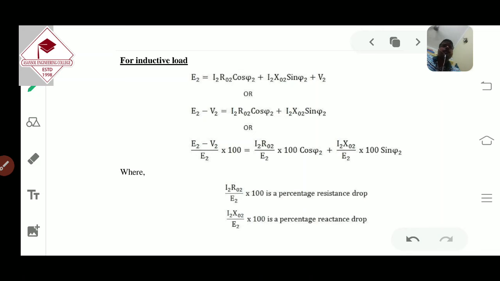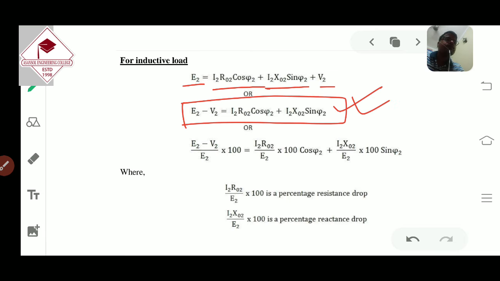Let us see that for inductive load, from that equation we can write that E2 is equal to I2 R02 cos phi plus I2 X02 sin phi plus V2. From here we can see that E2 minus V2, so this we have already derived, is equal to I2 R02 cos phi 2 plus I2 X02 sin phi 2. Clear? Now if we divide both sides of this equation by E2 and multiply by 100, we can easily find the voltage regulation.